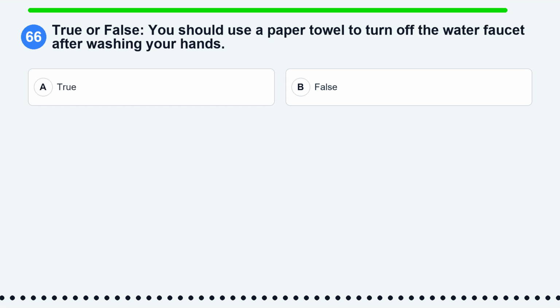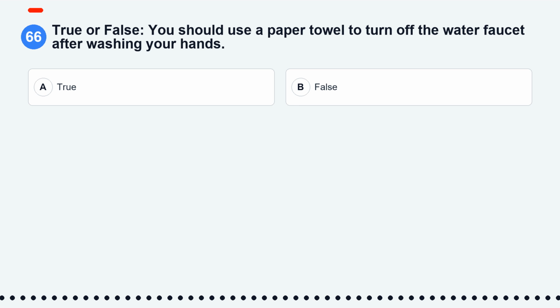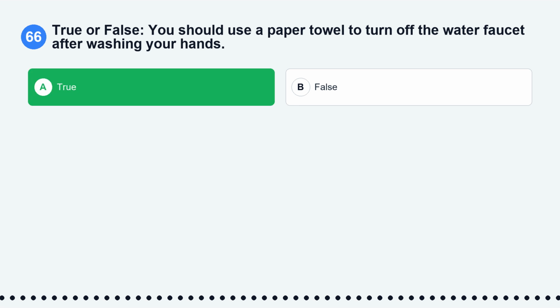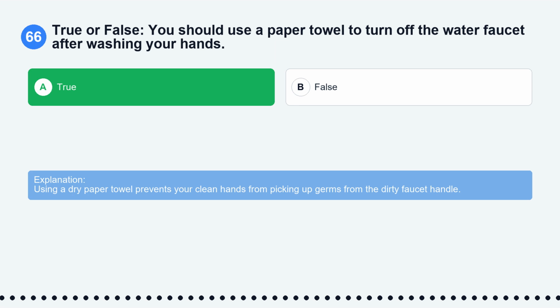Question 66. True or false, you should use a paper towel to turn off the water faucet after washing your hands? Option A, true. Option B, false. The correct answer is option A, true. Using a dry paper towel prevents your clean hands from picking up germs from the dirty faucet handle.